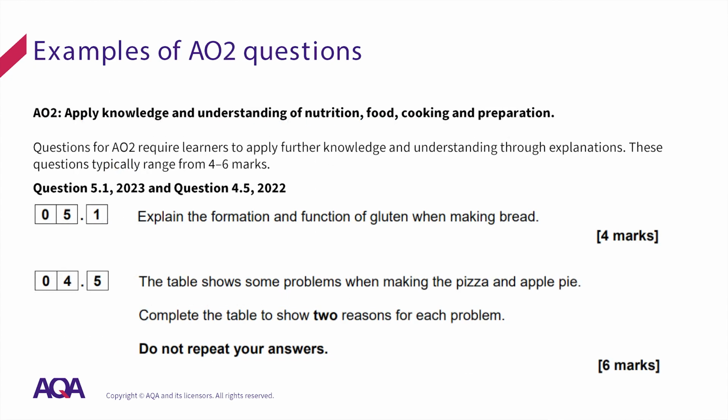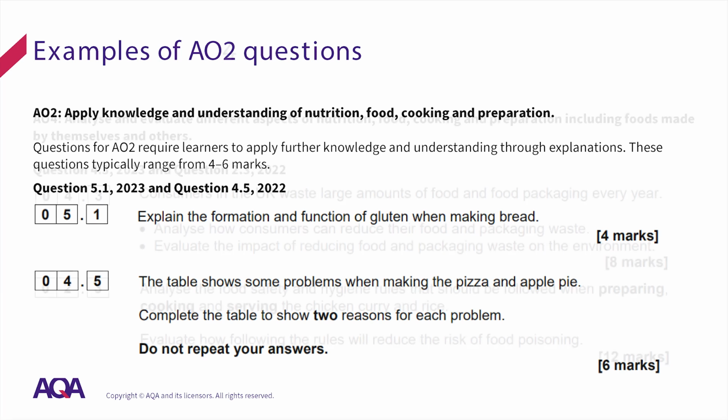Questions for AO2 require students to demonstrate and apply knowledge and understanding through explanations. These questions typically range from 3 to 6 marks and can apply to any of the topic areas from the specification. However, they are particularly useful to assess students' ability to apply knowledge and understanding of food science processes, as seen in the first question here, regarding the formation and function of gluten when making bread. AO2 questions are also used for questions linked to recipe problem solving, which is a recurring feature on the question papers. This is because students are required to apply their knowledge and understanding to given scenarios.